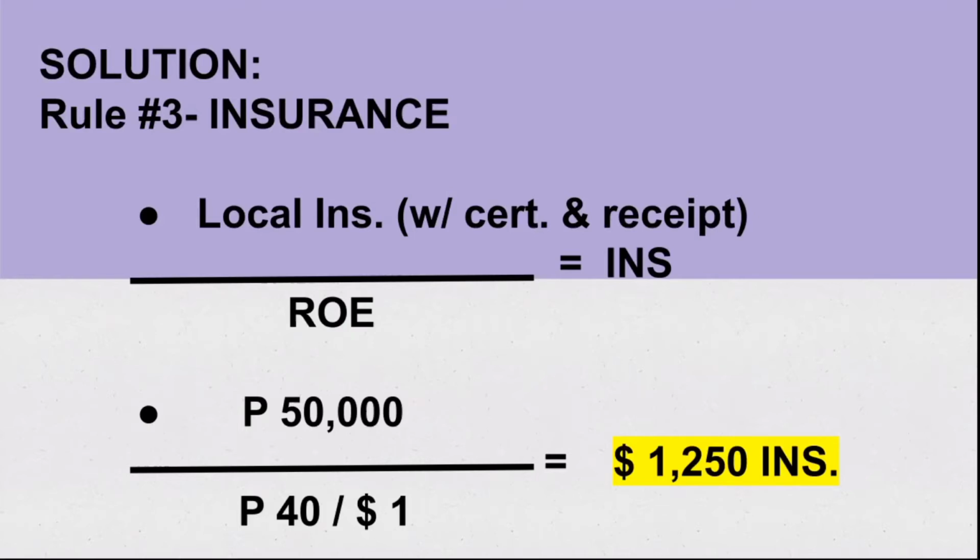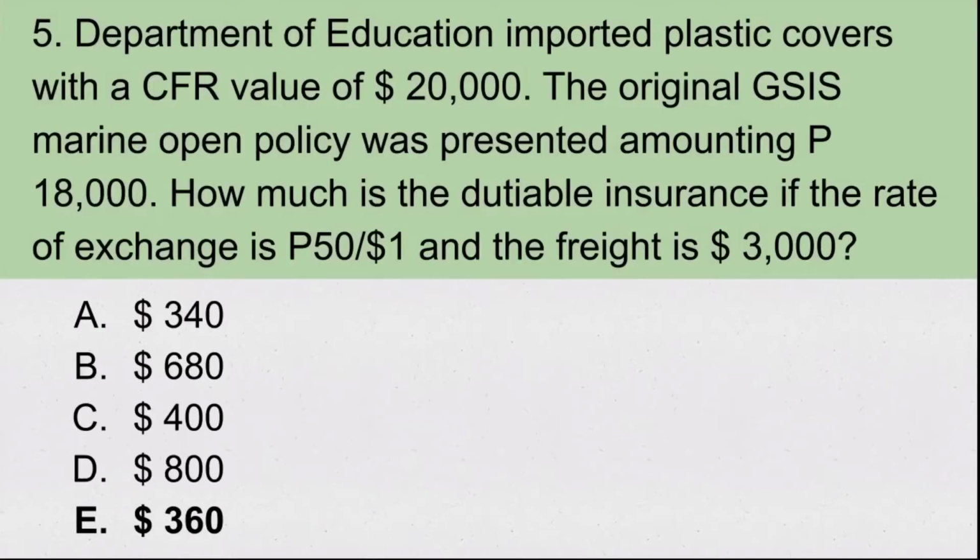Next problem, Department of Education imported plastic covers with a CFR value of $20,000. The original GSIS Marine Open Policy was presented amounting 18,000 pesos. How much is the dutiable insurance if the rate of exchange is 50 pesos or $1 and the freight is $3,000? Letter A, $340, B, $680, C, $400, D, $800, or E, $360. And our answer here is letter E, $360.